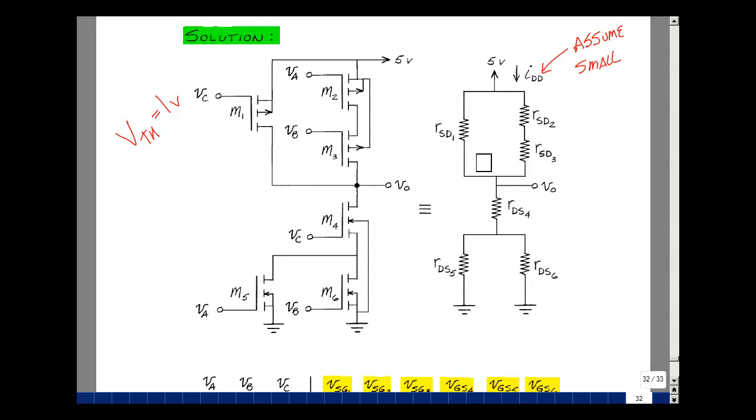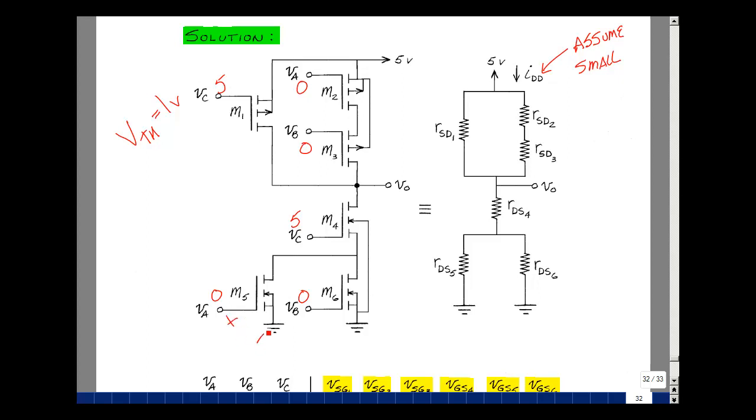Next line in the table below is 0, 0, 5. This is 0, this is 0, and this is 5. And this is 5, and this is 0, and this is 0. Let's do the outer transistors. Those are the easiest to calculate.